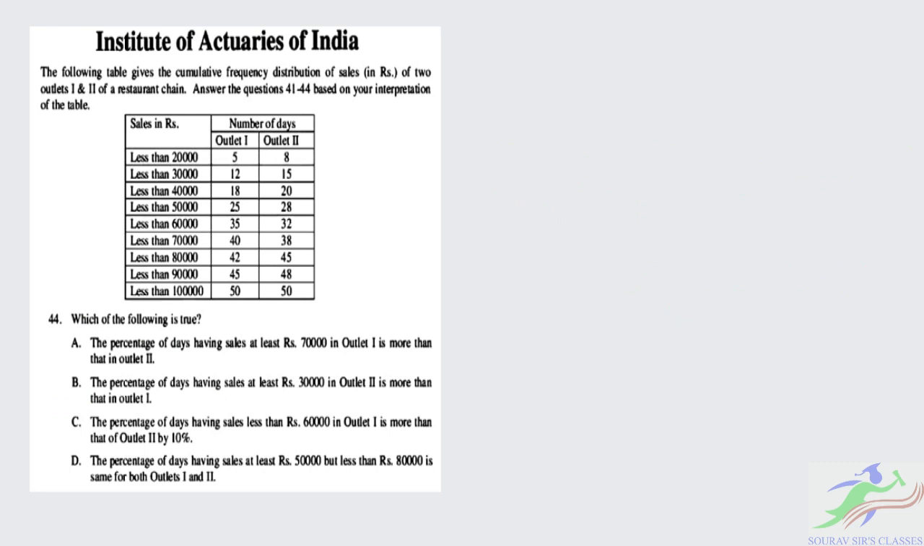Now coming to question number 44, it is given, which of the following is true. The table has been given, the cumulative frequency distribution of sales of two outlets, outlet 1 and outlet 2. Four options are given, so we will check one option at a time and see which of the following is true. Let's start with option A first. The percentage of days having sales at least rupees 70,000 in outlet 1 is more than that in outlet 2.